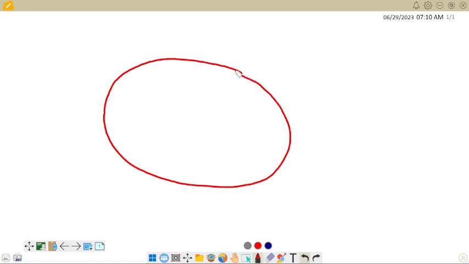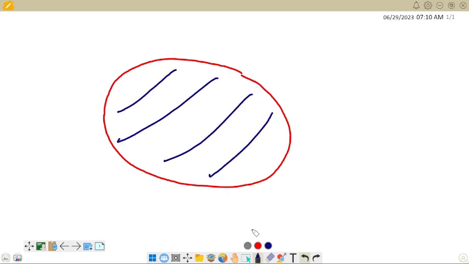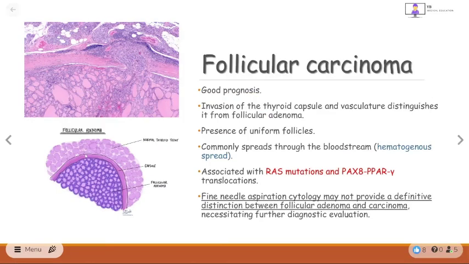Okay, so usually this capsule, you know, it's normally here. So if it's a benign tumor, it will remain inside the capsule. If it's malignant, it will cross the capsule. As you see here, if this is the capsule, there is some invasion of the cells outside. So this is follicular carcinoma. And the difference is this is follicular adenoma. There's an intact capsule here, right? And they look exactly like follicles, just like the normal tissue.